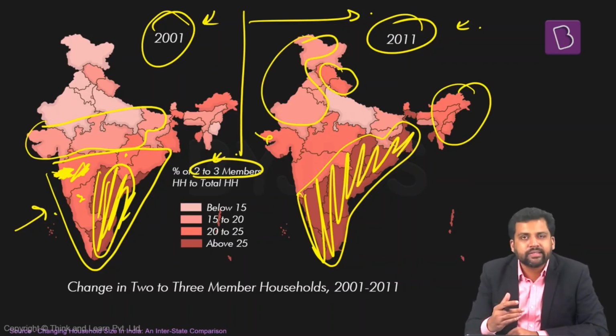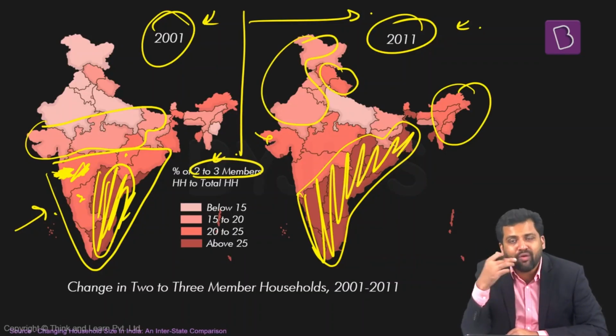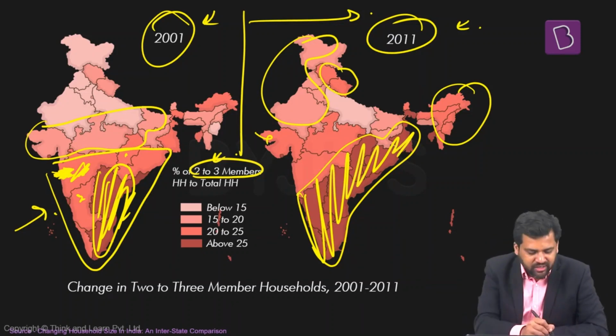So what you see here is that there is a gradual transition happening. Throughout the country, in most of the states, the proportion of households which have a maximum of 3 members is gradually increasing. So the smaller households are increasing. UP is more or less the same.